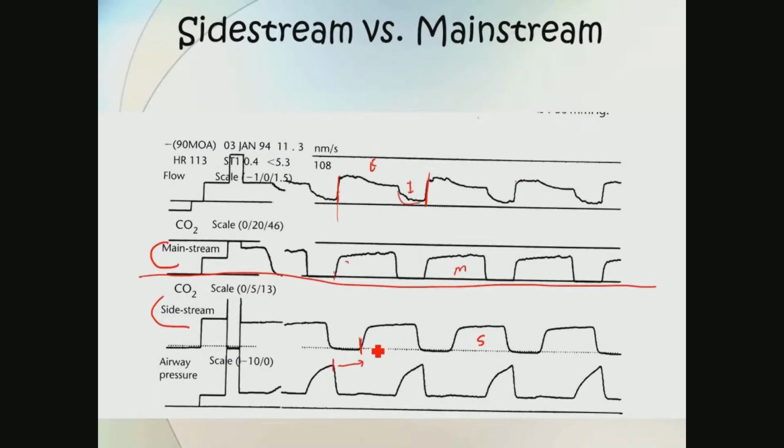So as far as looking at a capnograph, you should be able to tie what's going on in the ventilator phase to what's going on in the end-tidal CO2 phase. Mainstream is pretty close, almost exact. Sidestream's always got a little bit of a delay. Does everybody see that?